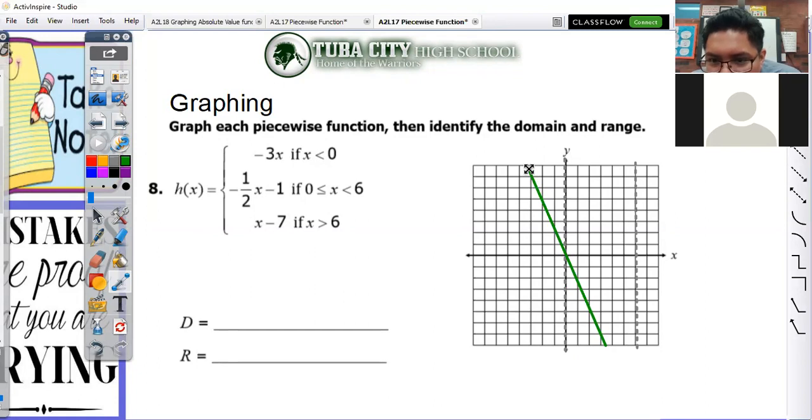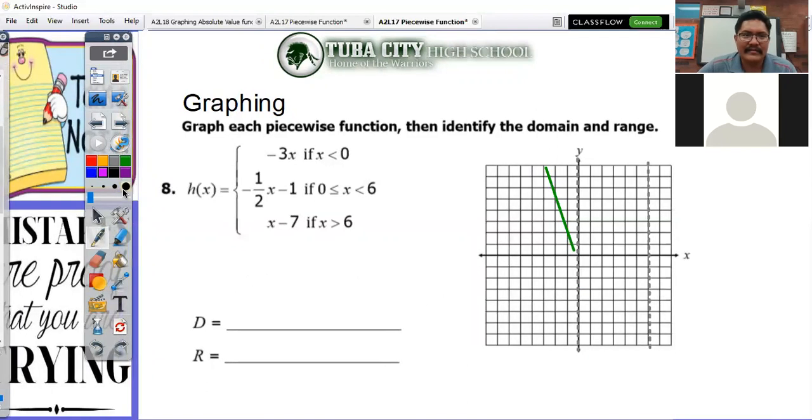Oh, let's see. So we've got to stop it right about there. Let's see, down 3/1. Why am I having a hard time graphing this one? Okay, I think it's going to be like this. All right, it's a little bit off. It should be a little bit more angled. Oh well, whatever.